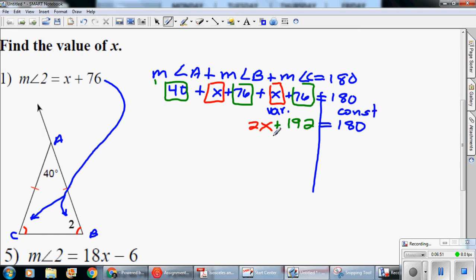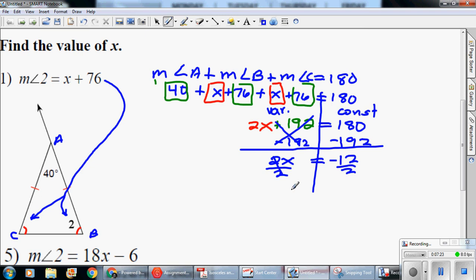Variable means letters. I would like for both of them to have a letter. He has no letters, so get rid of it. Minus 192, minus 192. The 192s are opposites, they cancel. So you have 2x is equal to negative 12. Get the x by itself, divide by 2. So you have x is equal to negative 6.